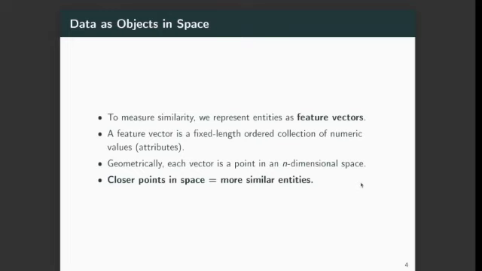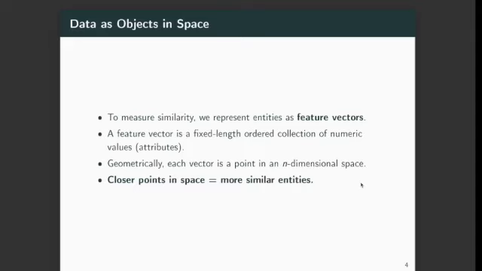So we need to understand how computers see this similarity. We can represent an object as a feature vector, which is just a fixed-length ordered collection of numeric values, which we call attributes. Let's say I want to divide the students in my class according to demographic attributes. I can look at your attributes, for example, your gender, your age, which country or state you come from, and several other attributes.